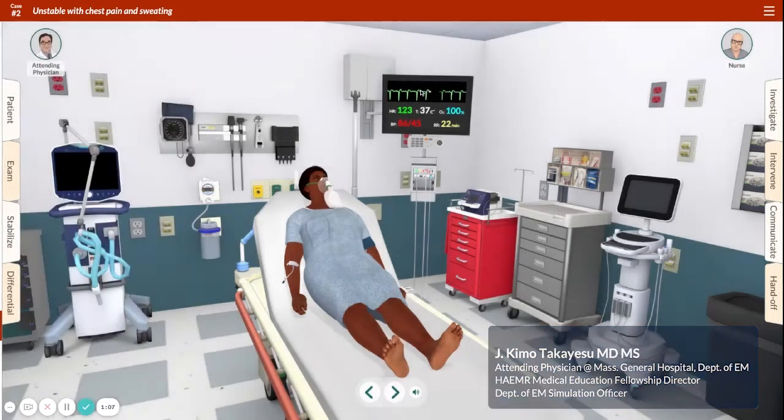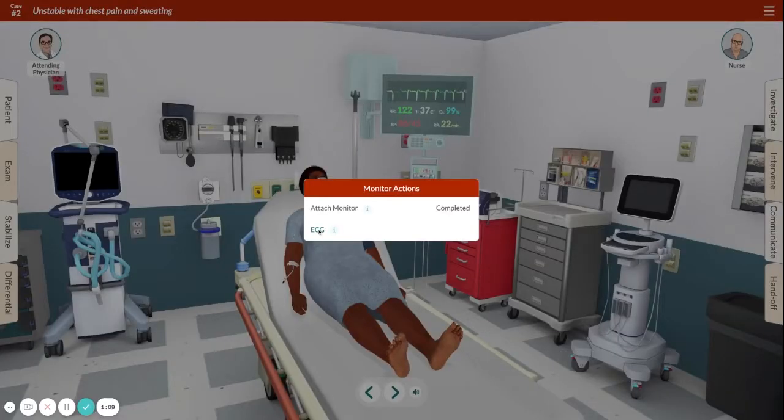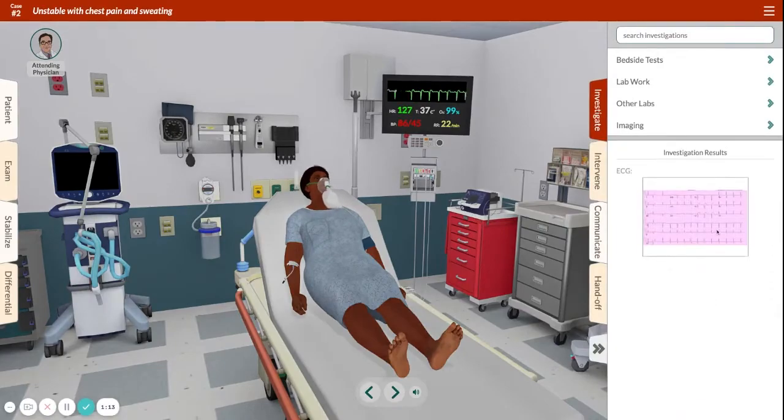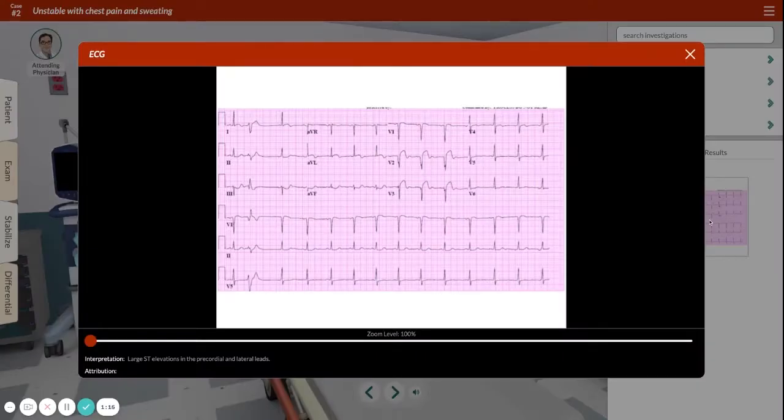And the next thing I'd want to do in any patient complaining of chest pain is obtain an ECG. And with that, we can see here that she has a sinus rhythm. She has dramatic ST elevations in V2, V3, and that is consistent with an LAD occlusion. She's having an acute anterior wall ST elevation MI.